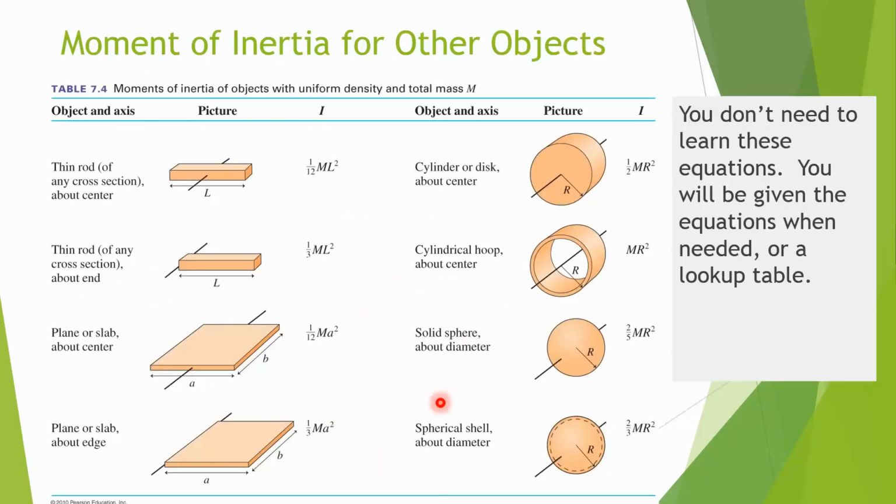Here's a chart that shows different I values for different types of objects. So if I had a long rectangular object of length L, its moment of inertia is 1/12 the mass of the object times L squared. These are all different moment of inertia equations, and you'll notice you don't need to learn these equations. If you're told that an object has a moment of inertia, it'll either be a point particle, in which case it's mr squared, or you'll be given the equation to figure it out.